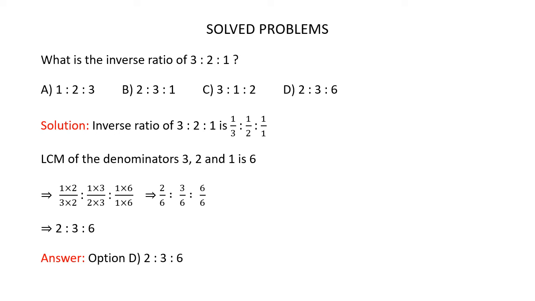So now you have the ratio as 2 by 6 is to 3 by 6 is to 6 by 6. Now since all the denominators are the same, you can cancel those out. Now you are left with the numerators 2, 3 and 6. So the ratio is 2 is to 3 is to 6. So the inverse ratio of 3 is to 2 is to 1 is 2 is to 3 is to 6. The correct answer is option D, 2 is to 3 is to 6.